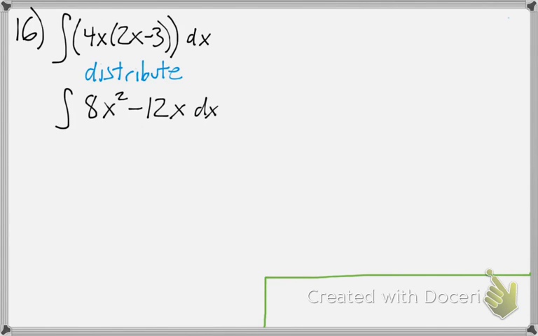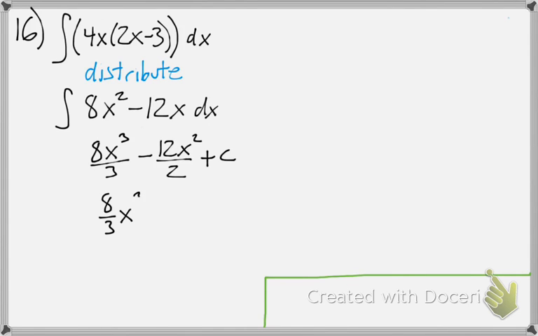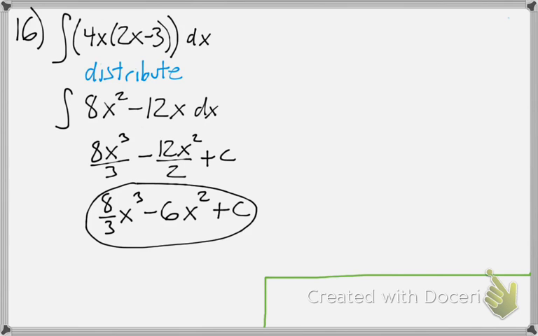And then this is just something that I can integrate both terms. So the 8x squared will become 8x cubed over 3 minus 12x squared over 2. And I need to put a plus c. And then if I simplify, it'll be 8/3 x cubed minus 6x squared plus c. And that'll be our solution.